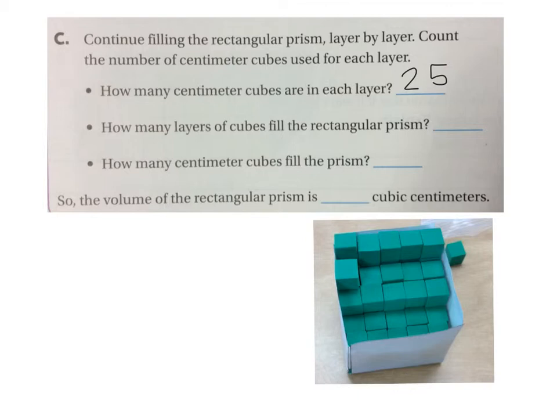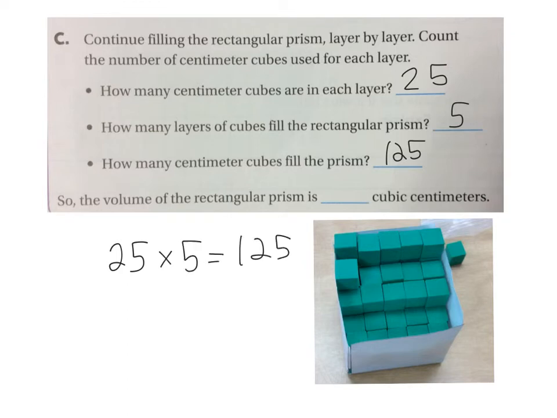How many layers of cubes do we need to fill the entire prism? Soham? 5. So if it takes 5 layers of 25 cubes to fill the entire prism, how many cubes do we need all together to fill the entire rectangular prism? Adriana? It would take 125 cubes to fill the entire prism. 25 times 5 is 125.